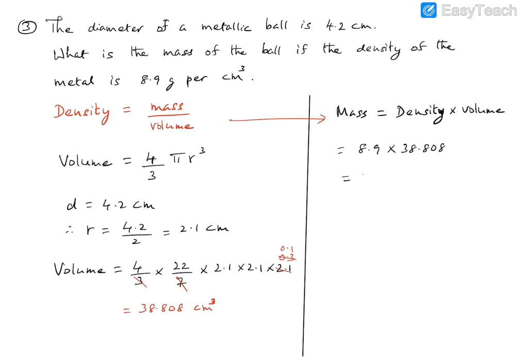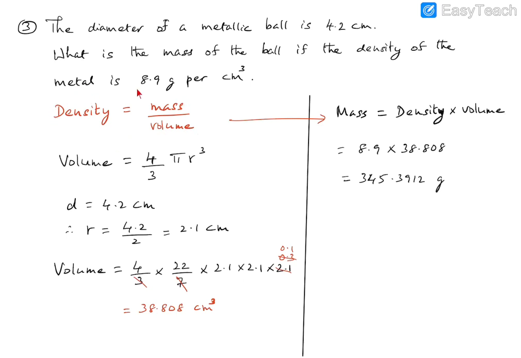So that product is equal to 345.3912, and the unit of mass is grams. Because we are given the density in grams per centimeter cube, the unit of mass is going to be simply grams. So the mass of the metallic ball is 345.3912 grams.